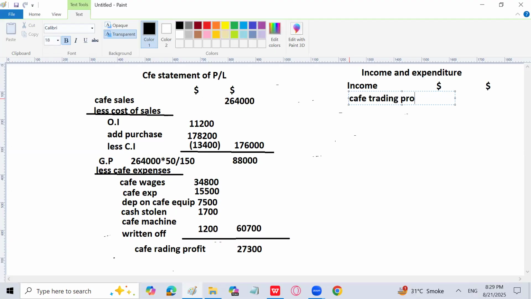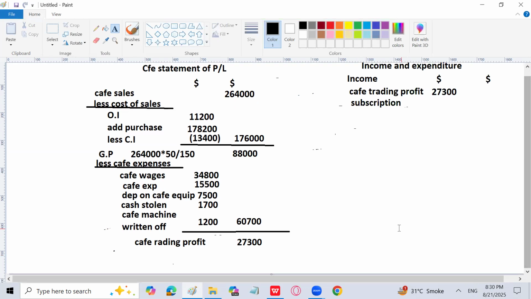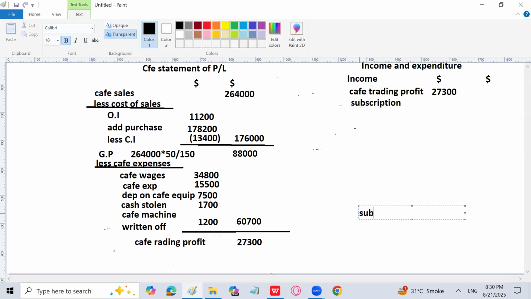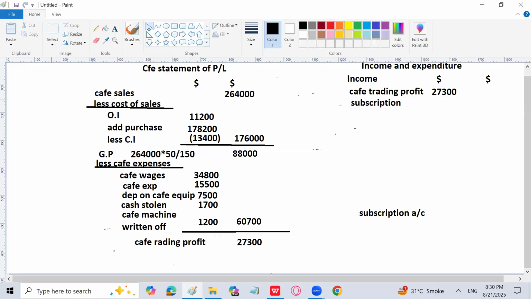So we will write cafe trading profit here as income, and that is 27,300. And the other main source of income, we all know, is subscription. So let me write subscription now. Again, we have to prepare subscription account. Unfortunately, we have no other choice. And I already discussed with you, I'm telling you again, that in this October, November, I'm expecting the question of NPO. So it can be a part of your paper, hopefully.